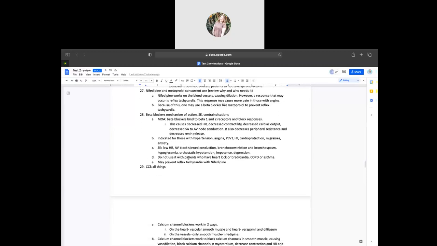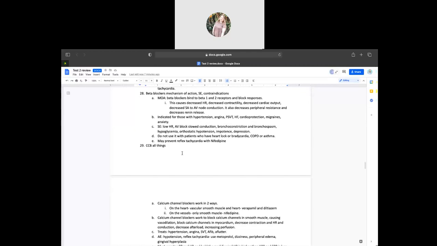Now we're going to move on to some more of our medications regarding hypertension. These are not necessarily RAS system drugs. First we're going to talk about nifedipine and metoprolol concurrent use. Nifedipine is a calcium channel blocker that works on the blood vessels only, which causes their dilation. However, a response that occurs because of nifedipine use is reflex tachycardia, and reflex tachycardia may cause more pain in those with angina. Because of this, we may use a beta blocker like metoprolol to prevent this reflex tachycardia.